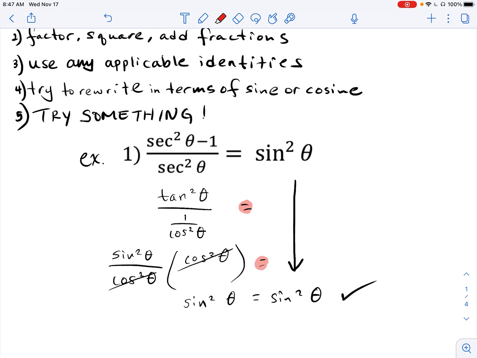Okay, so look at what we've done. We've just shown that the left side is indeed equal to sine squared theta. And this verifies that this original equation is indeed true. And again, there's more than one way to go about doing this.